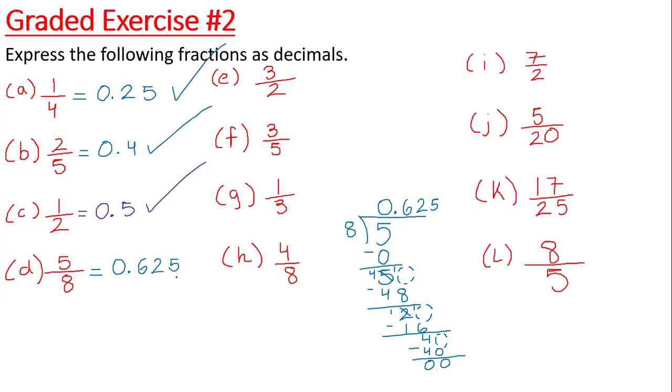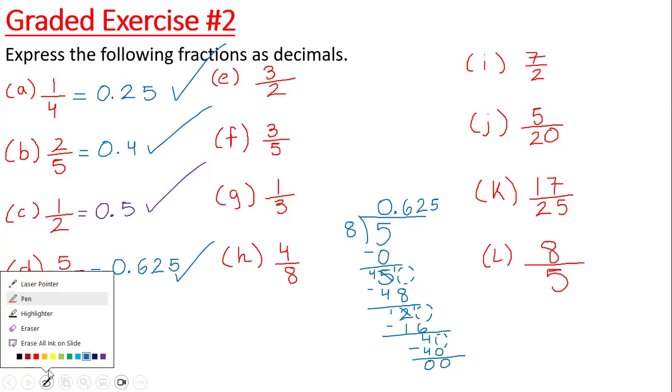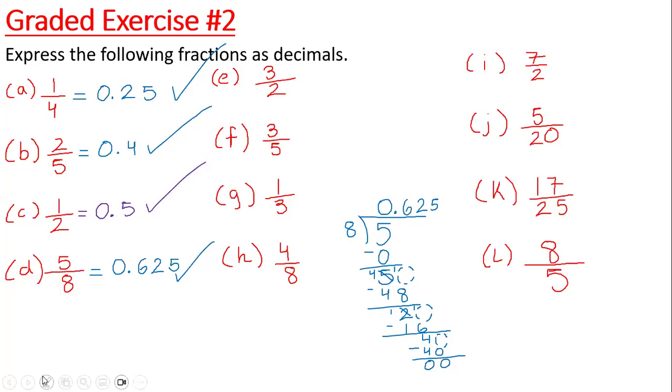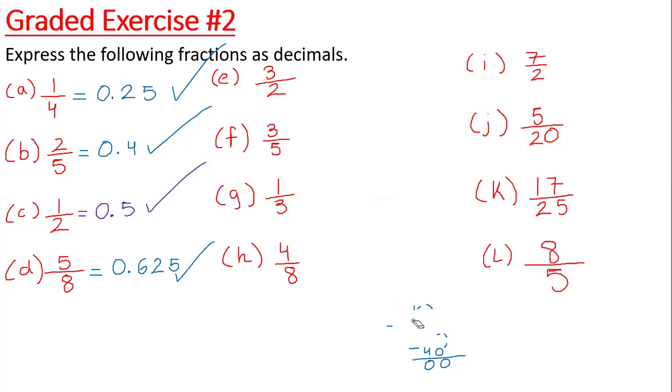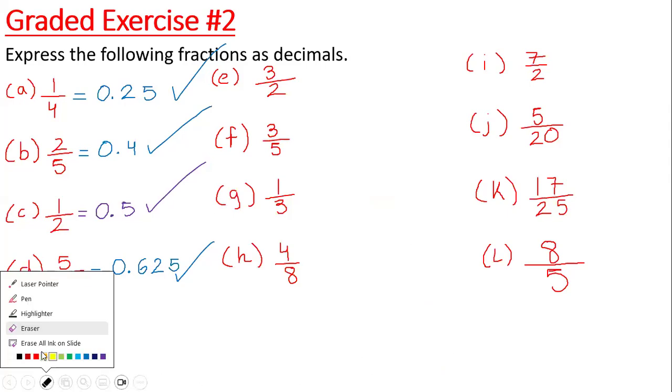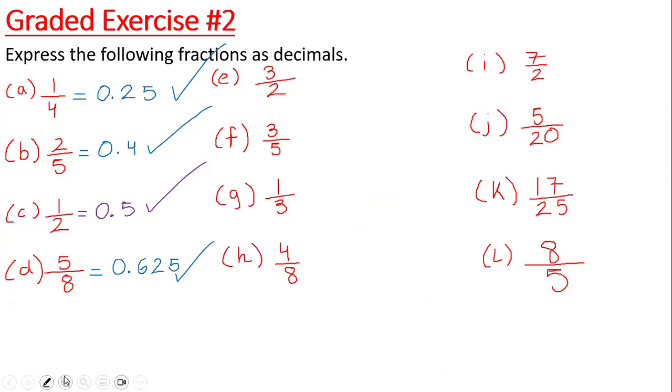0.625. Anyone else got 0.625 for that one? Yes, sir. Good. Then we have 3 over 2. We should definitely do 3 over 2. That's the one that's different. It's more than 1. Literally, it's actually 3.